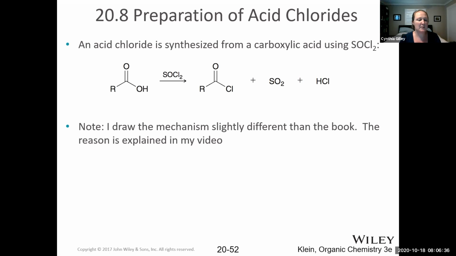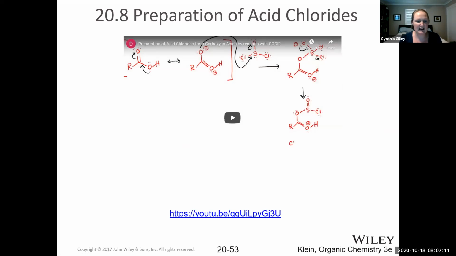Okay, so let's talk about the synthesis of acid chlorides. Acid chlorides are produced from carboxylic acids using thionyl chloride. Byproducts to this reaction are SO2 and HCl. I'm going to just put in a note here that the mechanism that I draw is slightly different than the book. The reason I propose a mechanism that's different from what Klein proposes is explained in my video, so you can access this on YouTube using this link through the PowerPoint slides or just directly.